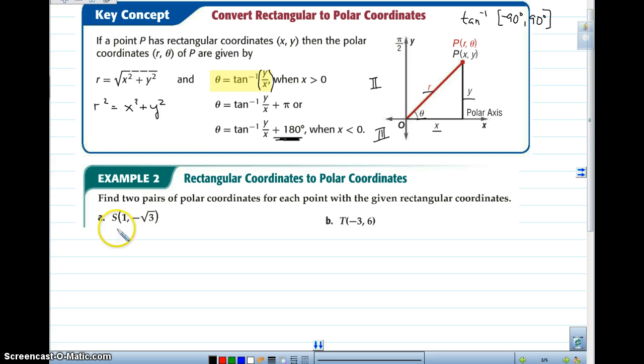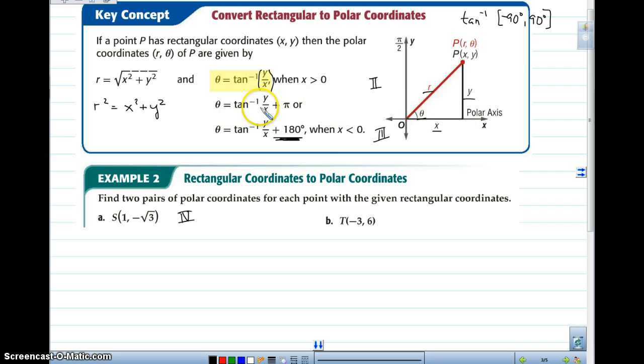In fact, that's the first thing we're going to do in example A here. We have the coordinate 1, negative square root of 3. So that means I moved positively to the right 1 unit and down square root of 3 units. So that's going to put me in the fourth quadrant. So luckily I'm in the fourth quadrant.